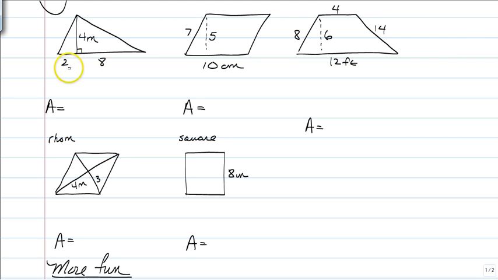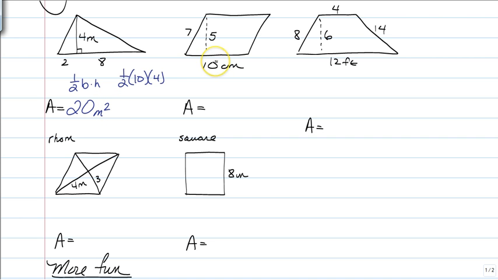So to find the area of this triangle, first you have to use the 1/2 base times height formula. So 1/2 is just part of the equation. Your base is 10, from the 2 and 8, and your height is 4. So 1/2 of 10 times 4 is going to give you 20 meters squared. Okay? Pretty simple.